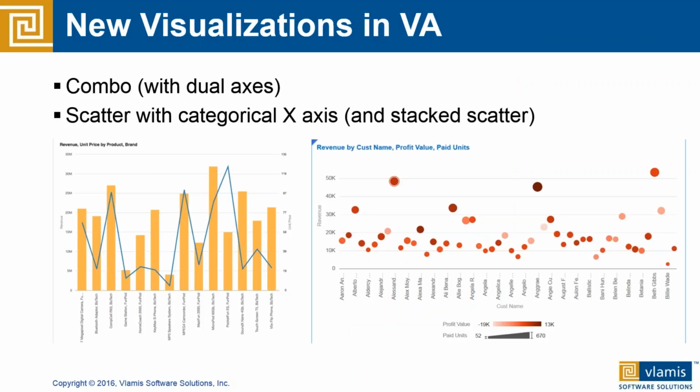Specifically, what those look like: a combo allows you to have a bar and line together, and the ability to have different measures on different axes. You also have a scatter graph with a categorical x-axis, and you can also have stacked scatter charts. In the graphic being shown on the screen on the right side, you can see that we have a bunch of customer names going across.